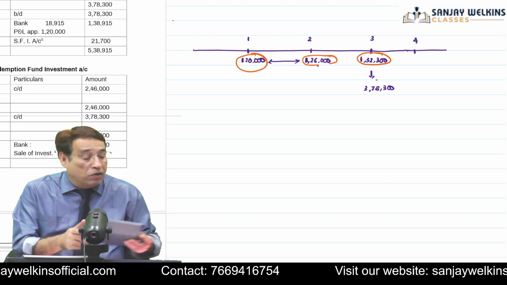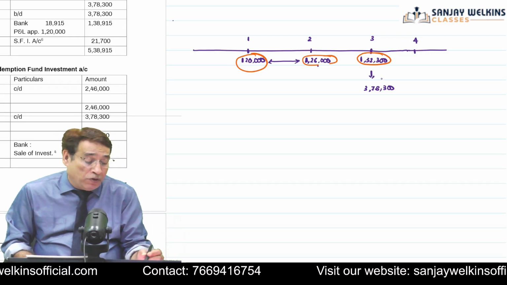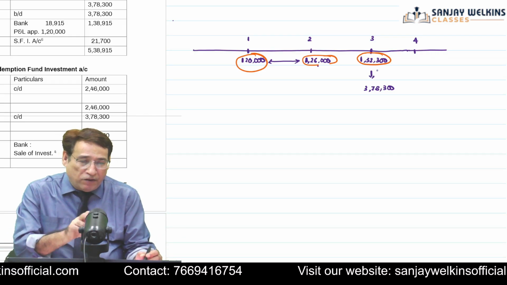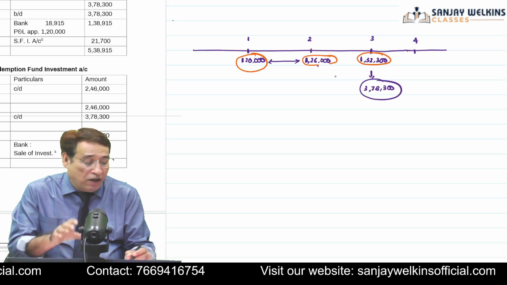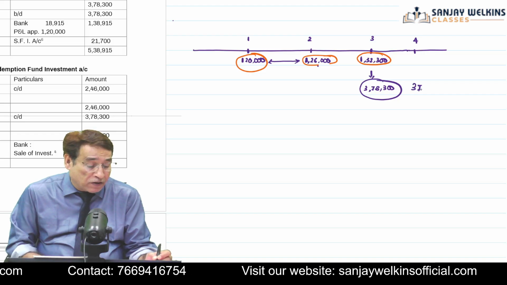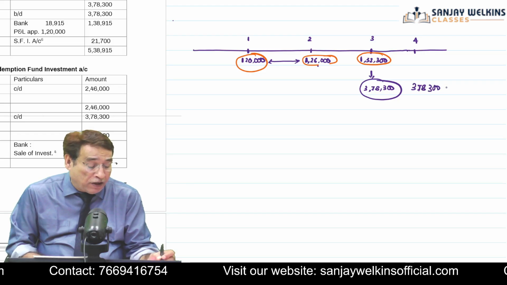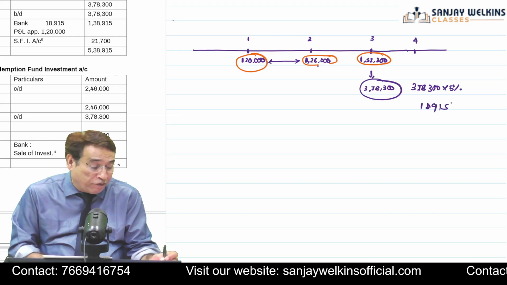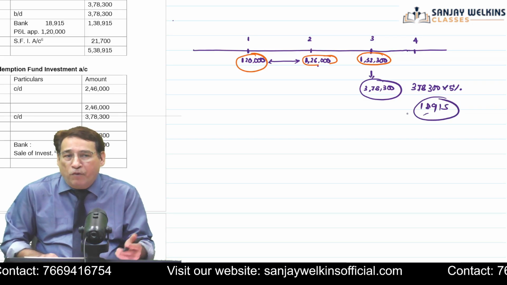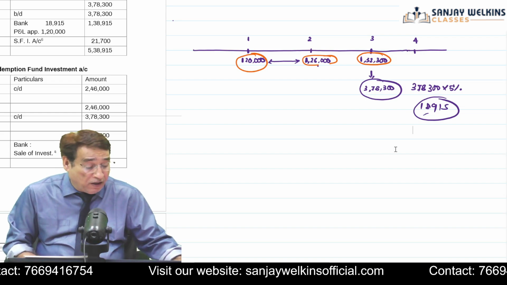3,78,300. So in the fourth year, when I am going to receive the interest, because by the end of the third year my total investment is equal to 3,78,300, and I am going to receive an interest of 3,78,300 into 5%. That will be equal to 18,915. So this much interest I am going to receive in the fourth year. Is it clear to you?